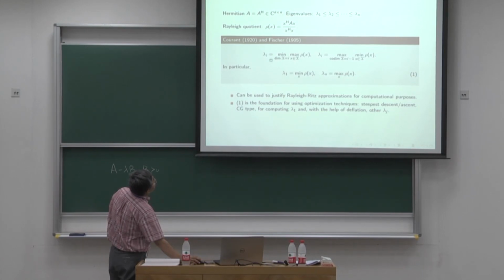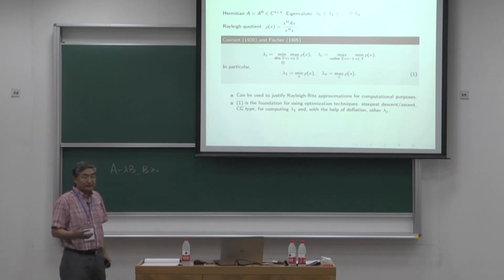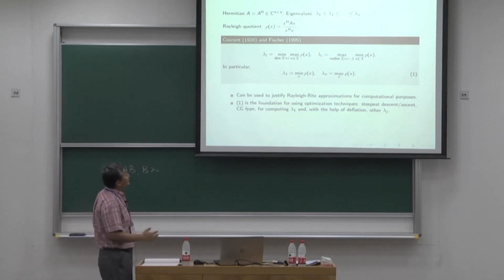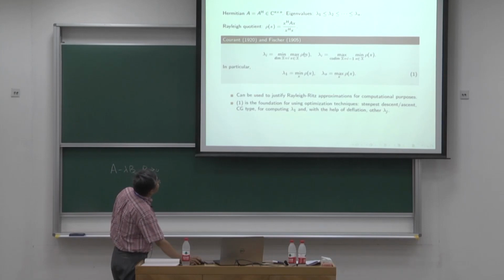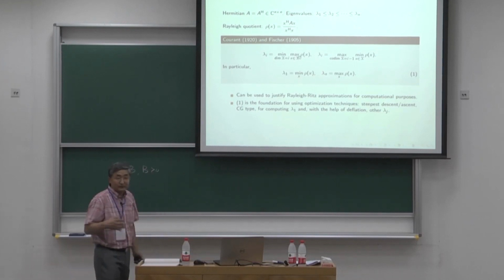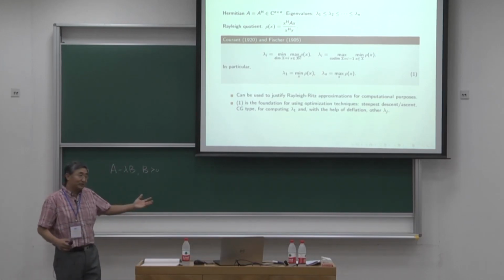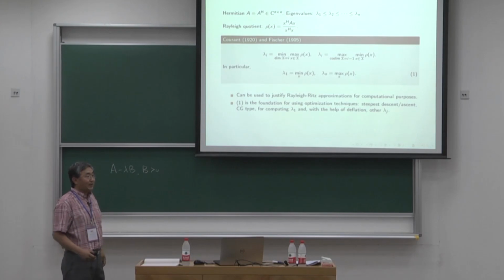For this lambda i, what does it mean? It means that the first is a min over all subspaces of dimension i. Then the second is a max: for each subspace of dimension i, you max over all x. That gives you the Rayleigh quotient rho(x), and that turns out to be the eigenvalue lambda i.